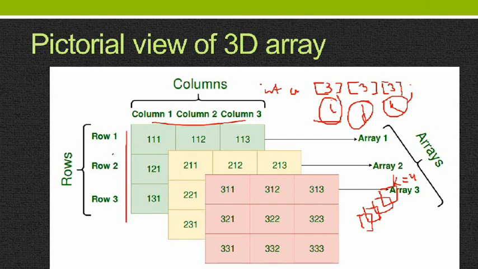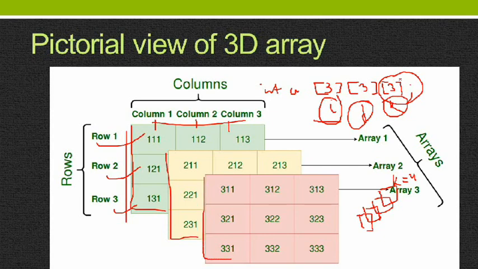Here we have seen that this is a 3-dimensional array with 3 3 3, that is, number of rows and number of columns is 3. Here row number 1, 2 and 3, and column number 1, 2, 3, and how many k's? Here we are seeing that there are 3 2-dimensional arrays. This is the basic concept of 3-dimensional arrays.